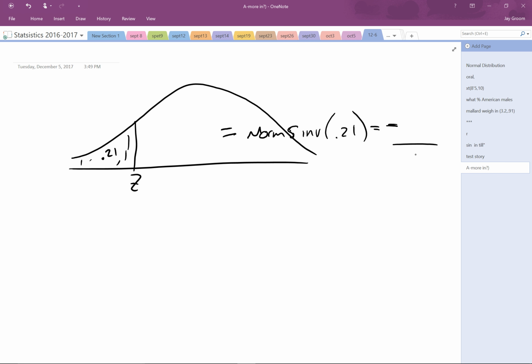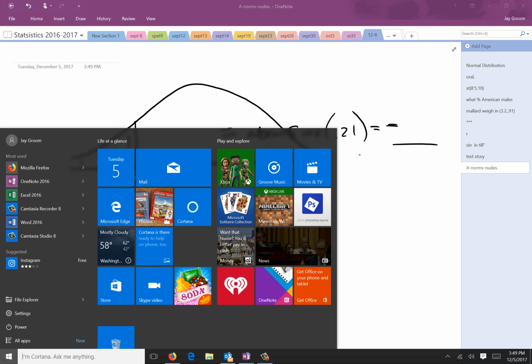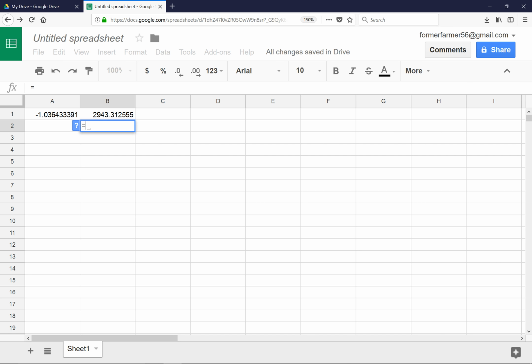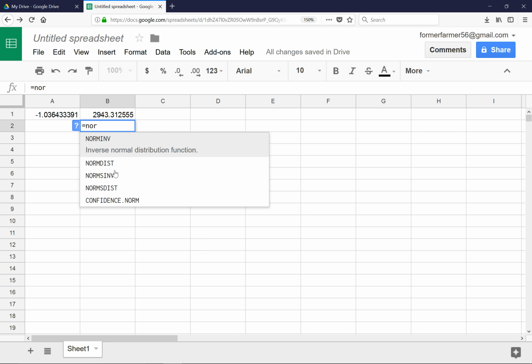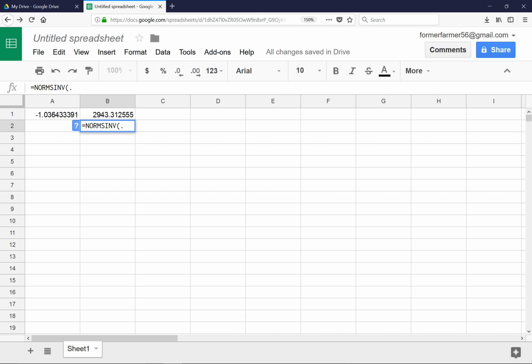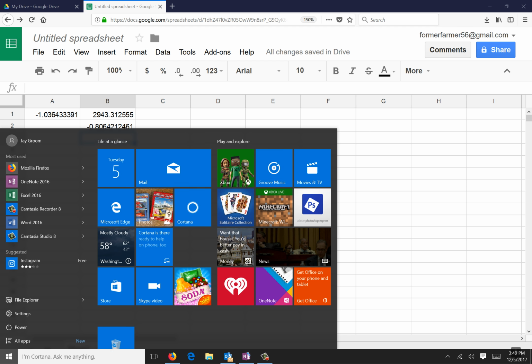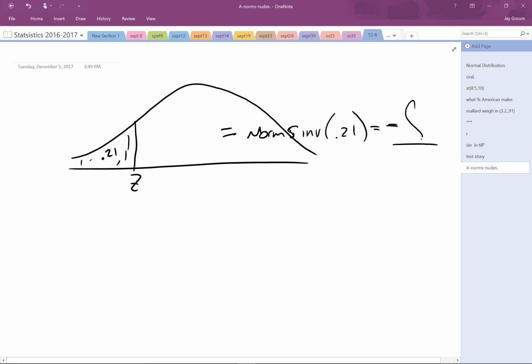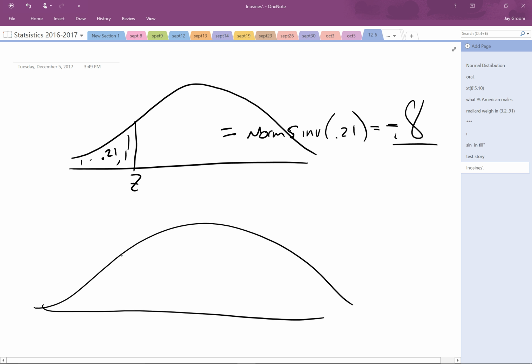Yes? I don't know what it is. Fine, I'll look it up. Don't make fun of me, Falk. That's mean. All right, now, equals norm S inverse 0.21, negative 0.8. That's key. And then you're like, well, wait, do another one, Mr. Groom. Love to.